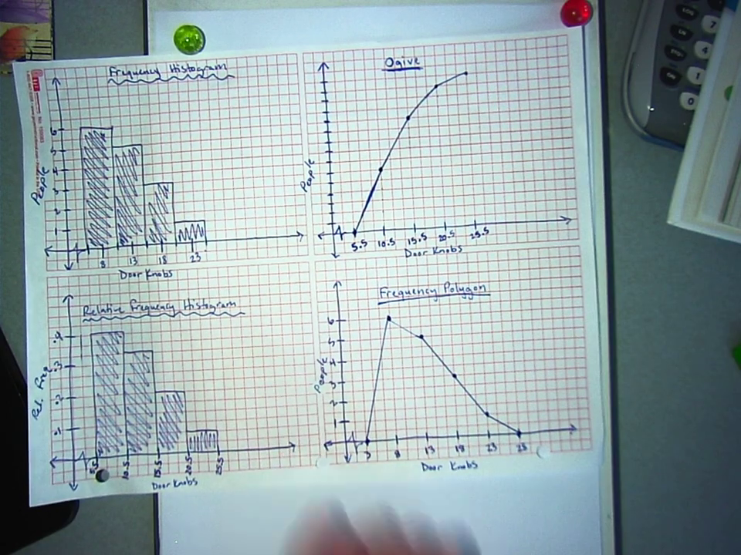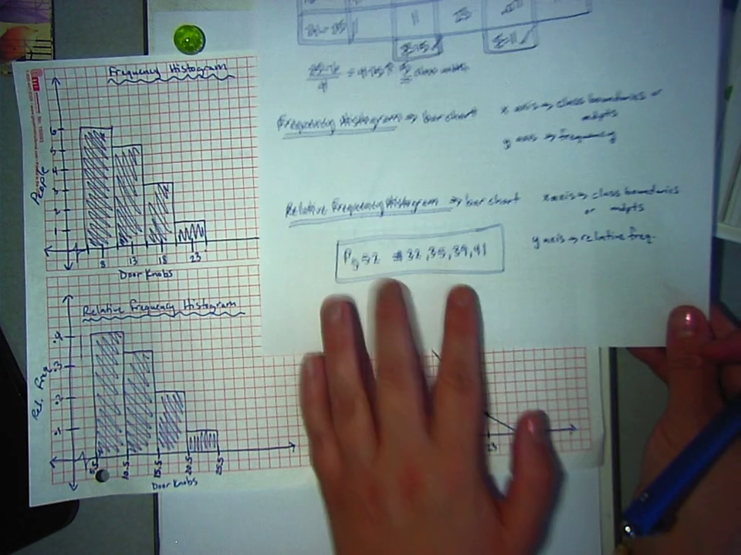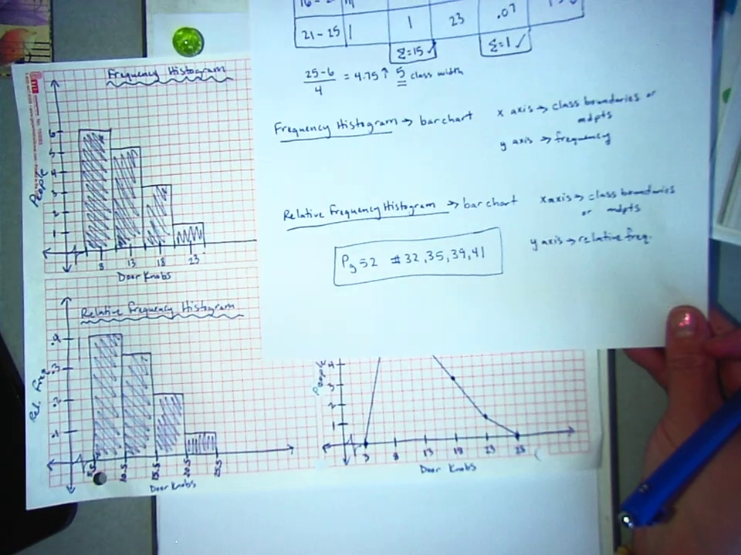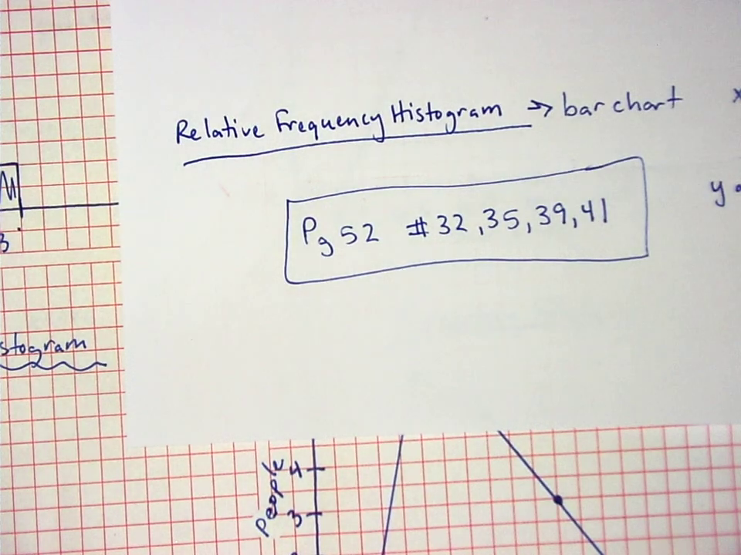And then for tomorrow, your homework that you need to have done on graph paper is page 52, numbers 32, 35, 39, and 41. And yes, I know it's only 4 problems, but these take a while.